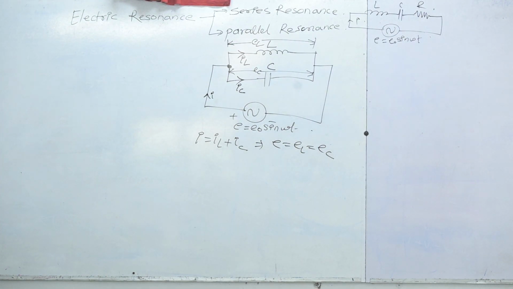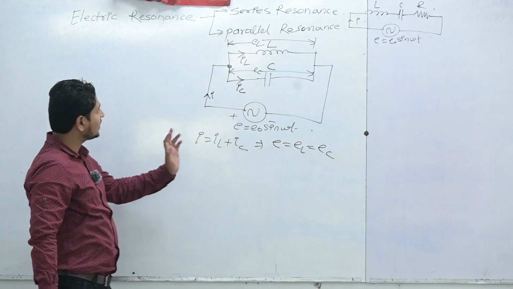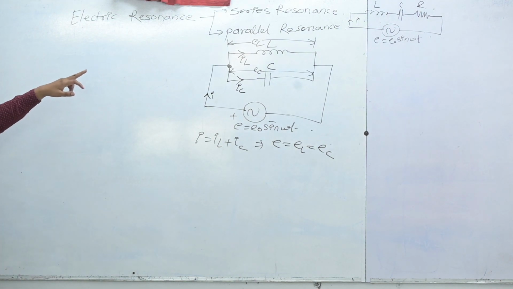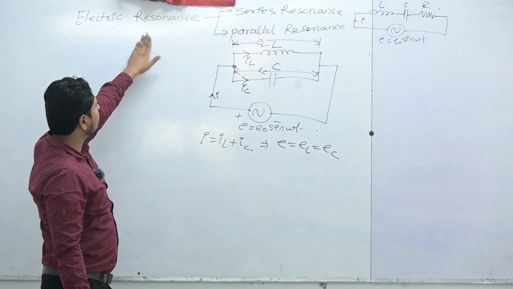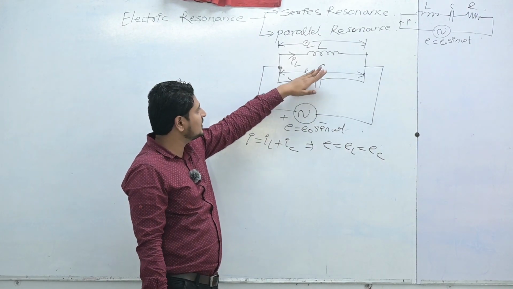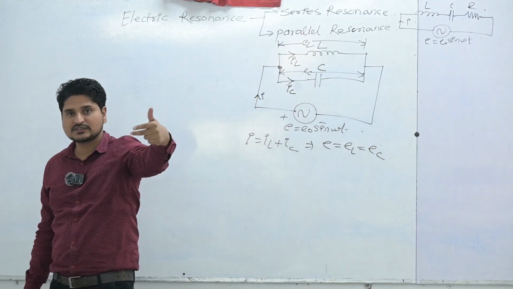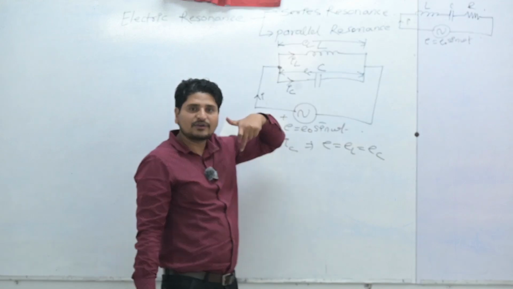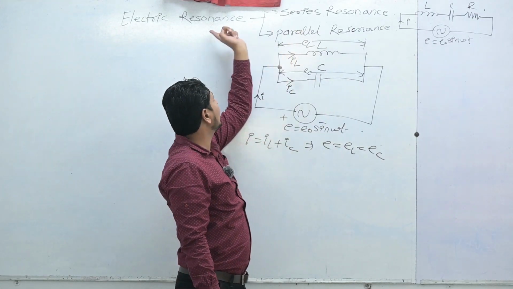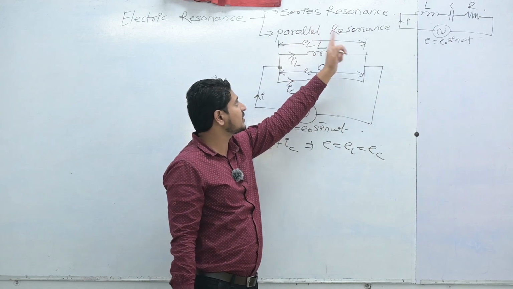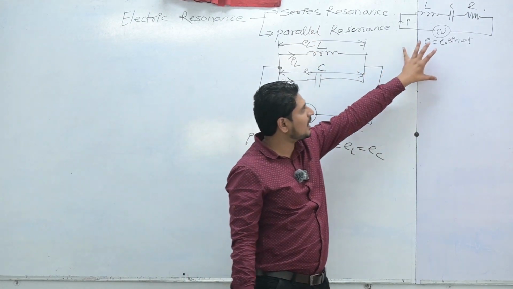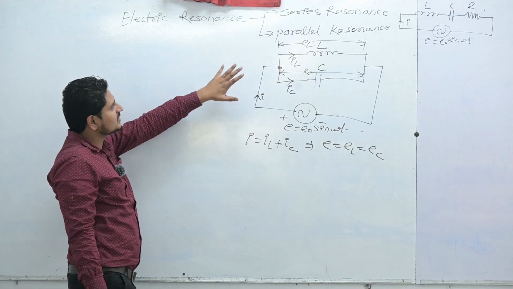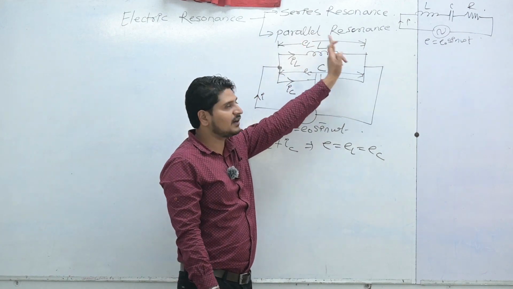So this is only a general introduction to series resonance and parallel resonance, the two types of electric resonance. When the frequency of an AC circuit gradually changes, the impedance becomes maximum or minimum, and this is called electric resonance. Depending on whether the impedance is maximum or minimum, electric resonance is divided into two types, series resonance and parallel resonance. This is a schematic diagram for series resonance and this is a schematic diagram for parallel resonance. Now we will understand series resonance and parallel resonance individually.